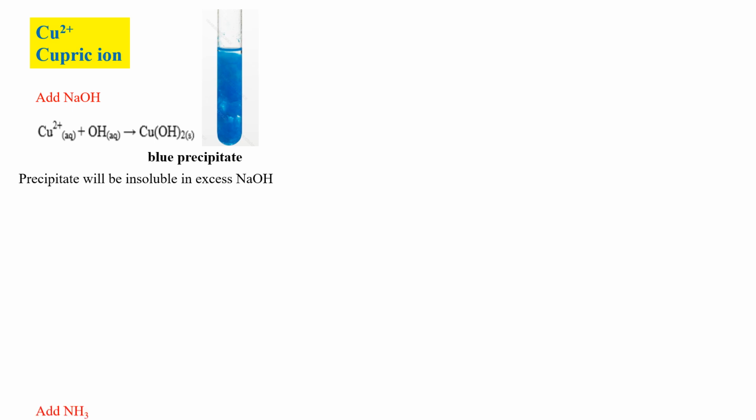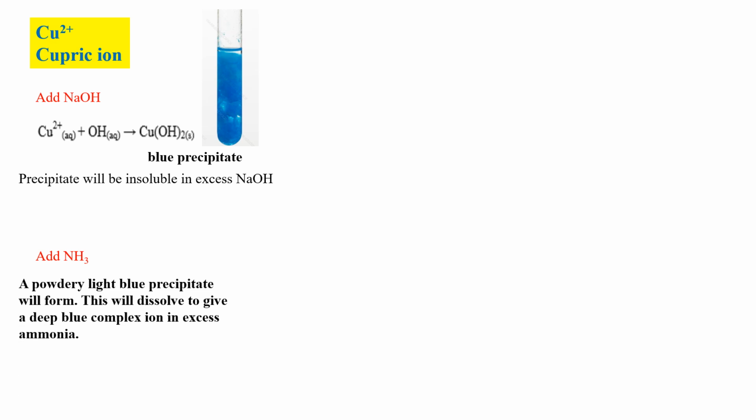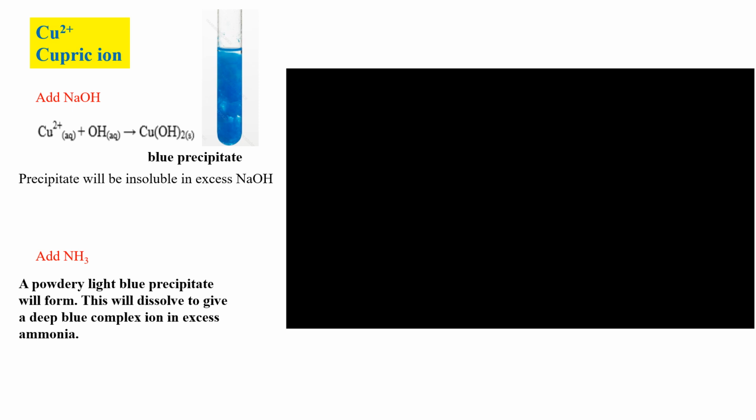However, you can still do a second test to confirm the presence of the copper ion by adding ammonia solution to that. So upon adding ammonia to cupric ion, it will result first in a light blue precipitate formation. Adding extra ammonia will result in a deep blue complex forming. This deep blue complex is known as tetraammine copper ion.